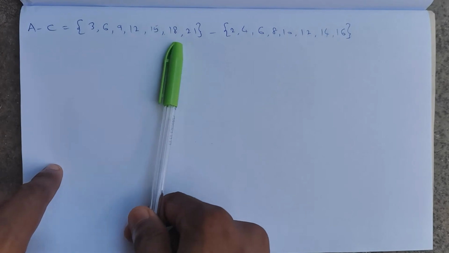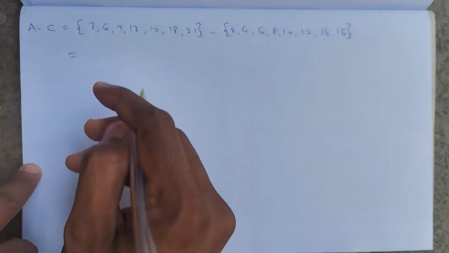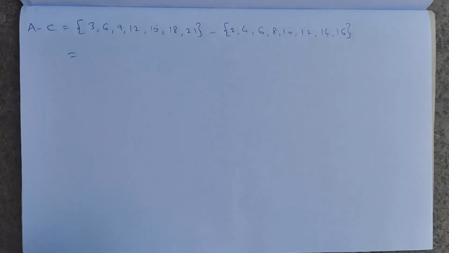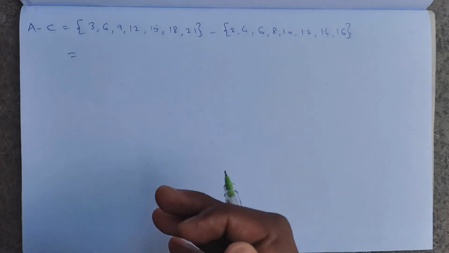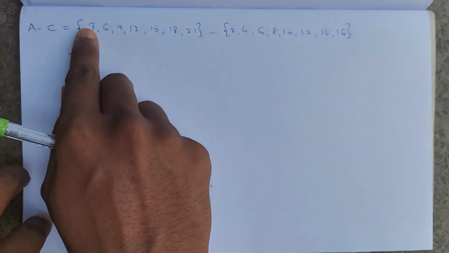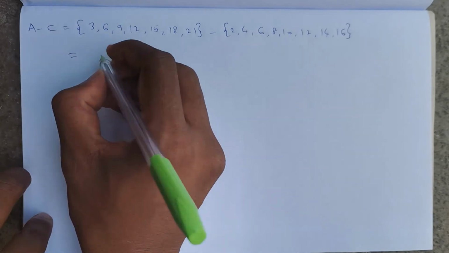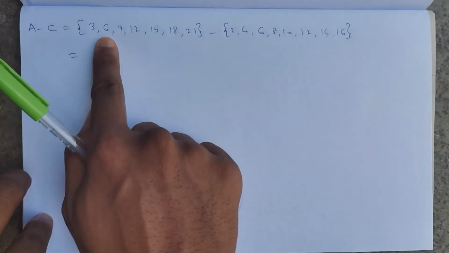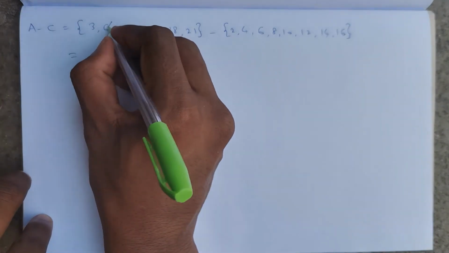Okay, next question is A minus C. I wrote all the set A elements and set C elements. Now, A minus C means from set A, we need to remove all the elements which are there in set C. Here 3 is there, here 3 is not there, so write that 3. Here 6 is there, here also 6 is there, so remove that 6.